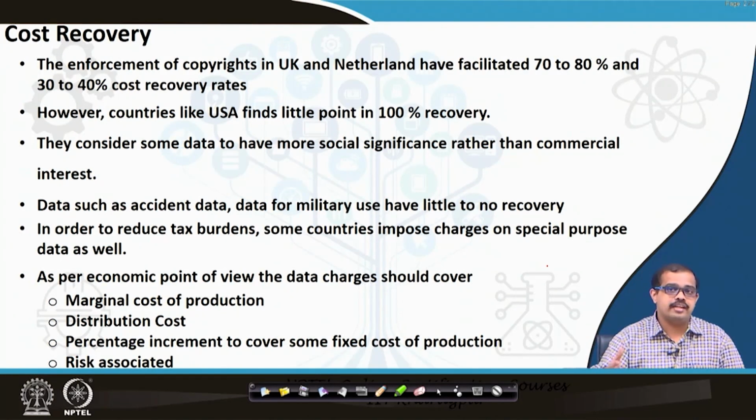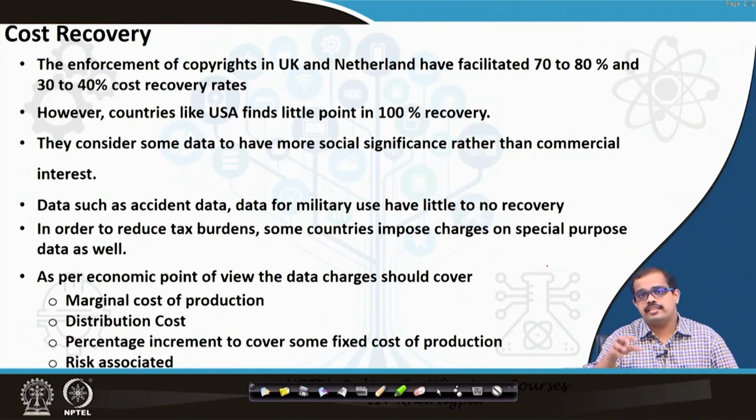That is where, in the Indian context, the data is not very much publicly available, or it is not utilized in a larger context. They consider some data to be of more social significance than commercial interest. When you are looking at US data, data such as accident data and data for military use may have little or no recovery at all. So those should not be in this pricing bracket. Keep that in mind. So from an economic point of view, you should have a marginal cost of production, distribution cost, and a percentage increment to cover some fixed cost of production and the risk associated.